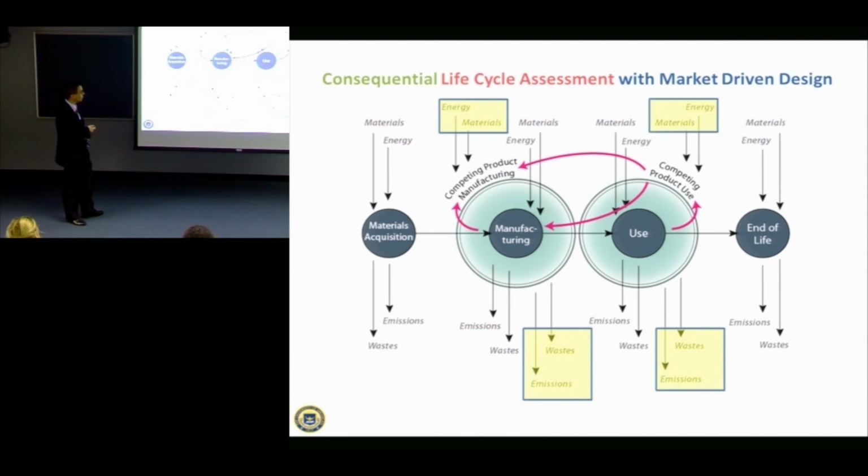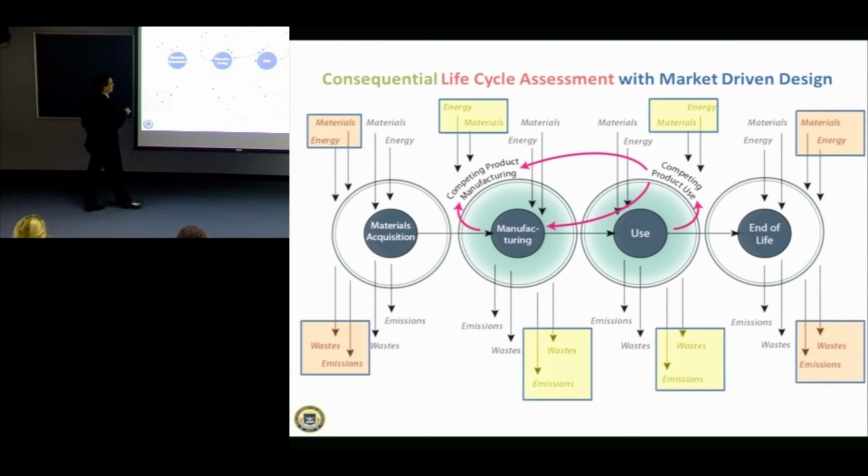What are the new, additional energy or reduction in energy, reduction in emissions associated with that change? Right, so that's this consequential LCA with market-driven design. And clearly you can extend that. If I'm going to lightweight vehicles and I'm going to use aluminum to lightweight them, now there are materials acquisition and supply chain effects that enter into this. Okay. So, a lot of models, right, it can be done.